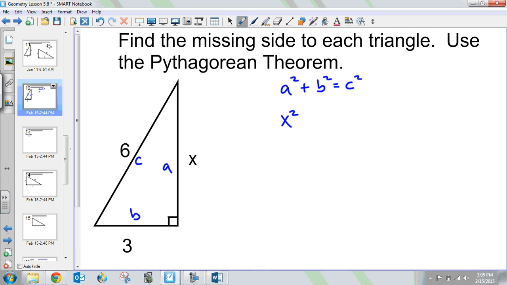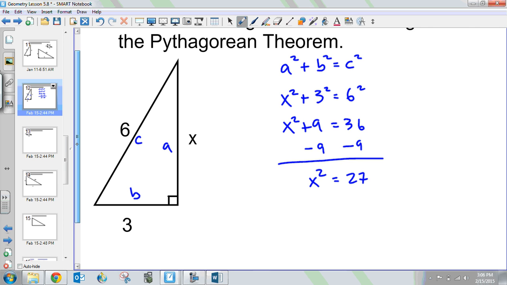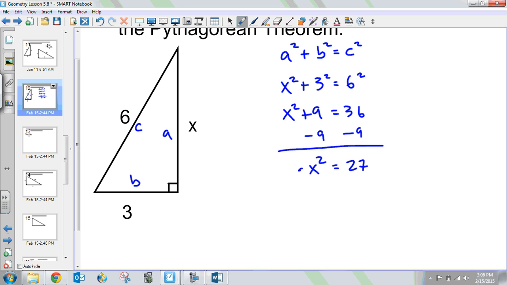So let's plug these in. We get x squared plus 3 squared is equal to 6 squared, and we're going to solve for x. We end up getting x squared plus 9 is equal to 36. Let me subtract my 9 from both sides, and we end up getting that x squared is equal to 27. Now we can solve for x, and we take the square root of x squared and the square root of 27. We end up getting x is equal to the square root of 27.